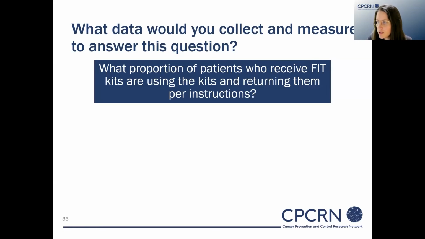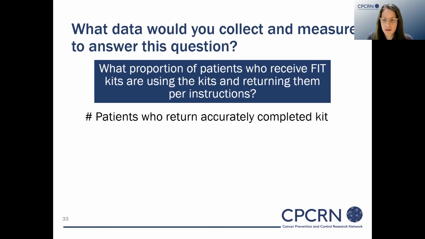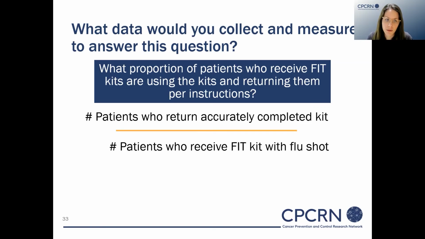Number of kits returned, number of kits that are able to be processed properly. Exactly. So yeah, we need to know the number of patients who return accurately completed kits, and then we're going to divide that by the number of patients who receive the fit kit with their flu shot in our flu fit example. In the next step, we're going to start to talk about how we'll find the data that we'll need to calculate these types of proportions or to measure our evaluation questions.